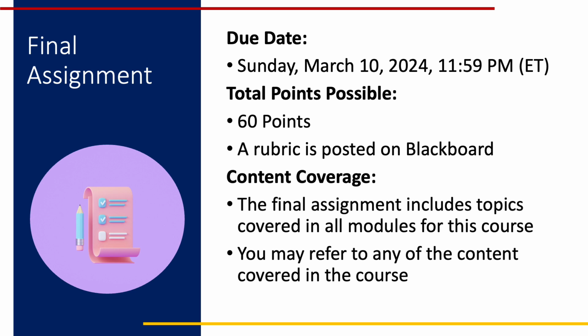Now let's look at the final assignment. The final assignment is due Sunday, March 10th by 11:59 p.m. You have 3 weeks to complete the final assignment. You get an extra week because it is a longer assignment and it is worth more points. The total points possible for the final assignment is 60. There's a rubric posted on Blackboard along with the final assignment. Please review that rubric. That will tell you how I'm going to grade, what I'm looking for.